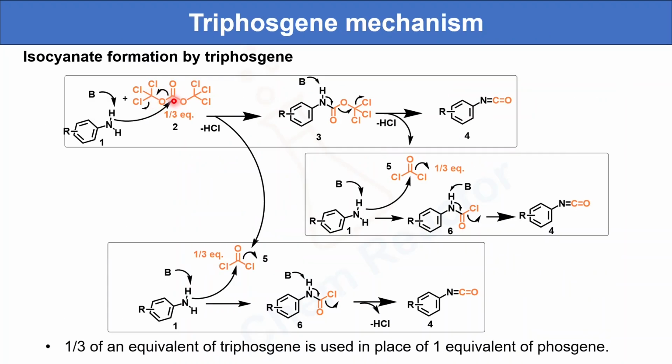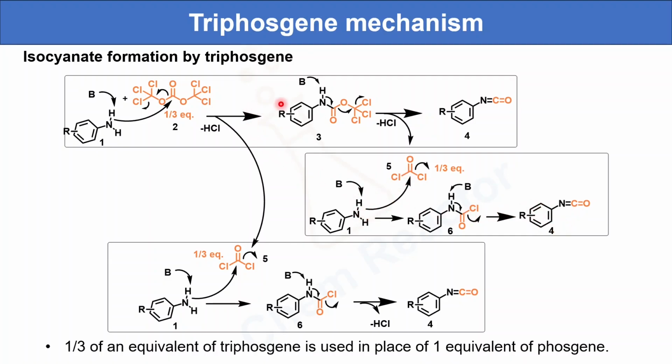To better understand triphosgene, I have taken here the example of isocyanate formation by triphosgene, showing how triphosgene generates 3 equivalents of phosgene. So here a base deprotonates this amine nucleophile, and then that adds to this triphosgene, which forms this intermediate 3, and then generates 1 equivalent of phosgene. This 1 equivalent of phosgene reacts with this amine and forms this isocyanate as a product. At the same time, intermediate 3 gets converted to isocyanate and then again generates another equivalent of phosgene, which then reacts with this amine.